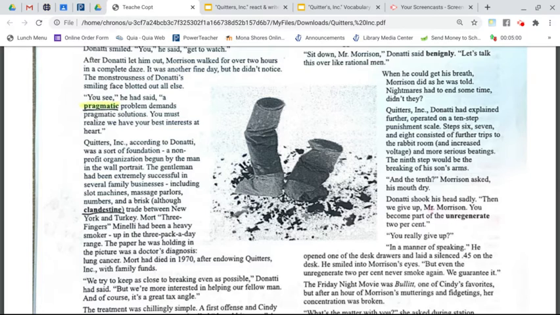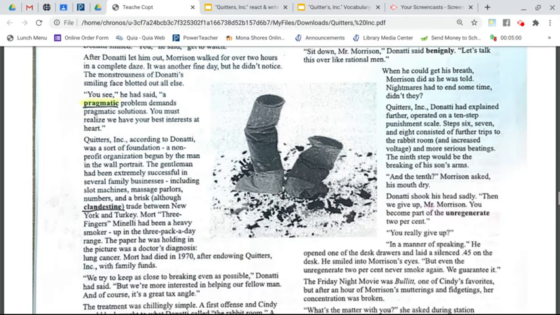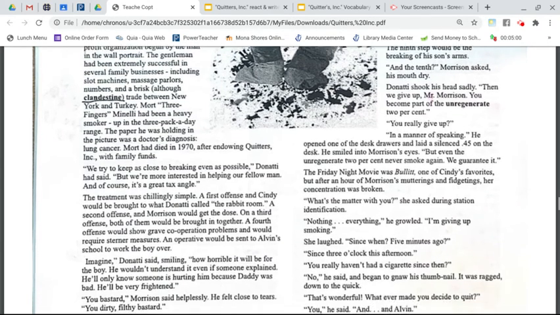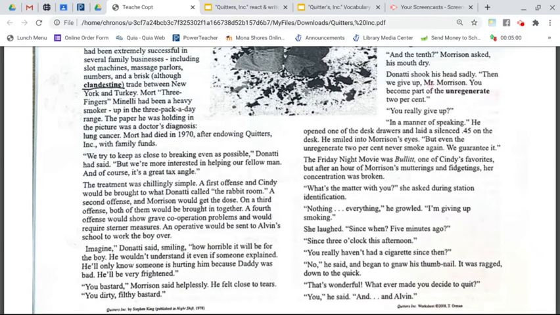Mort, Three Fingers, Minnelli, had been a heavy smoker up in the 3-pack-a-day range. The paper he was holding in the picture was a doctor's diagnosis, lung cancer. Mort died in 1970 after endowing Quitters Inc. with family funds. We try to keep as close to breaking even as possible, Donati had said, but we're more interested in helping our fellow man. And, of course, it is a great tax angle.